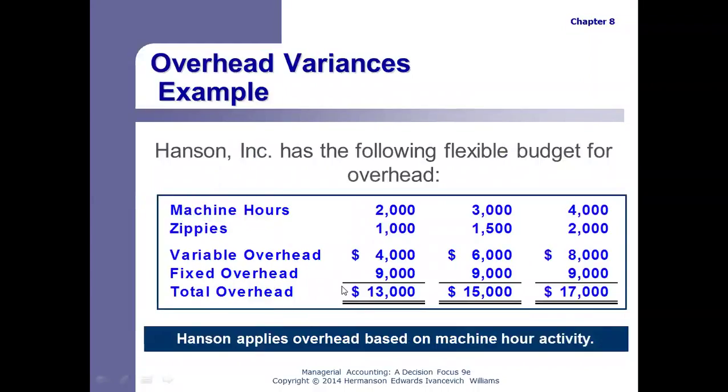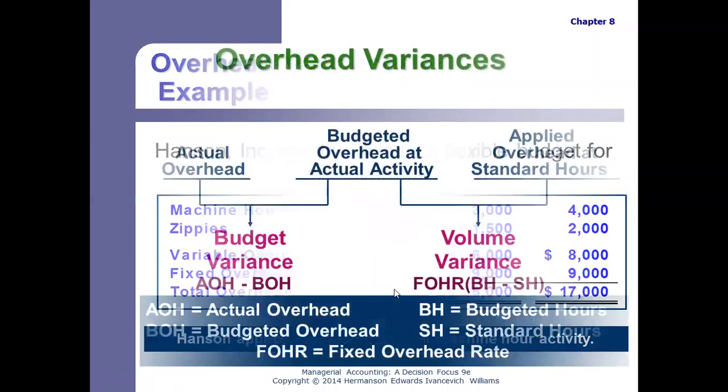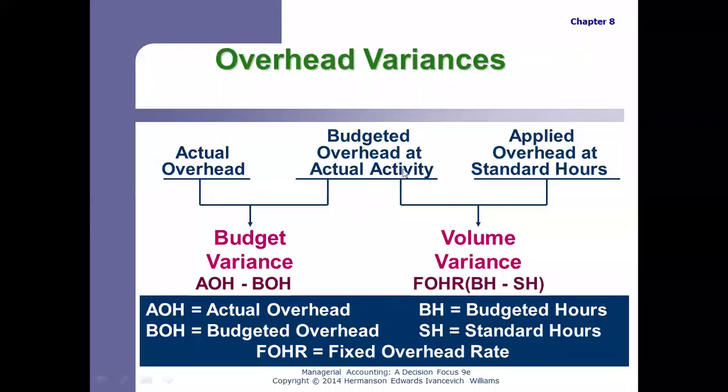Here's an example of the overhead variance. Overhead based on machine hour activity. So here's at different levels of machine hours, here's the total overhead. The structure of overhead variances is a little bit different than the direct materials and direct labor variances, in that this table doesn't align exactly like the previous two.